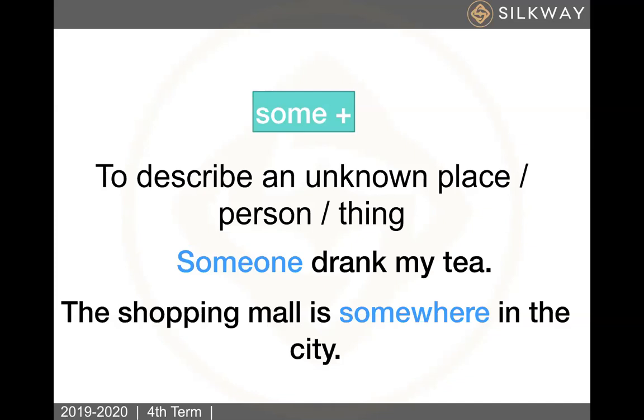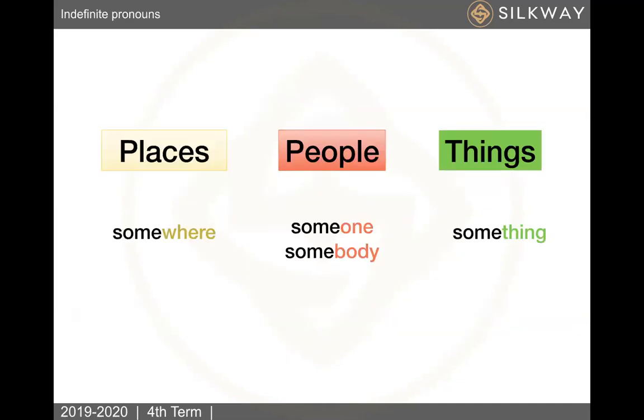Some is used to describe an unknown place, person, or thing. For example, someone drank my tea. I know that a person drank my tea, but actually I don't know who that person is. The shopping mall is somewhere in the city. I know that the shopping mall is in the city, but I don't know where exactly it is. That's why I use indefinite pronouns with compound some, right? For places, somewhere; people, someone or somebody; and things, something.